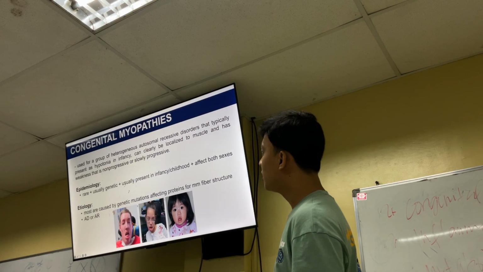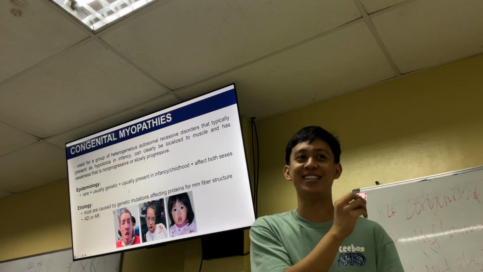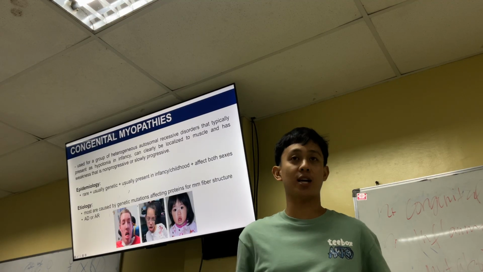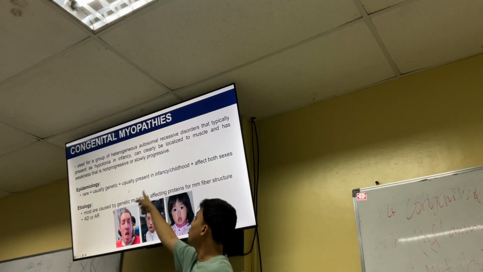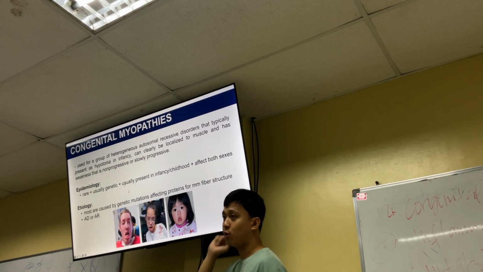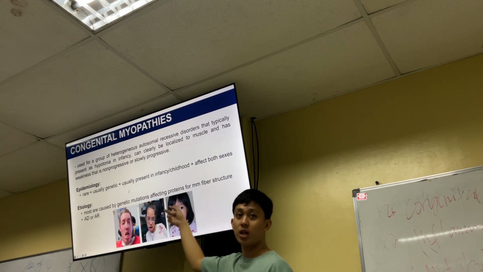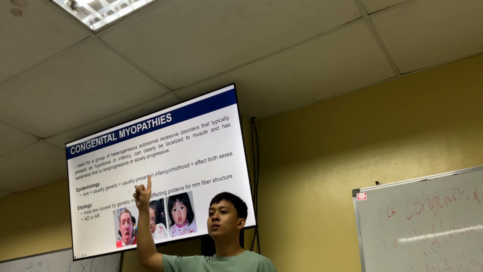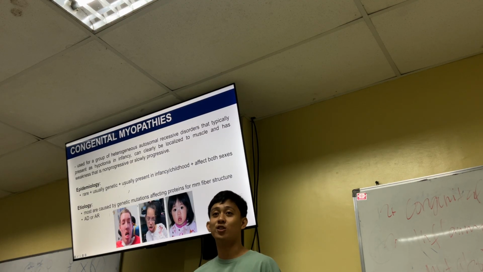Rare, usually genetic in nature, and usually present in infancy or childhood. So, from the name itself, congenital. That is your etiology, see? Congenital in nature. It's because there are genetic mutations affecting the proteins for muscle fiber structures. We don't know the specific protein, basta it's affecting the protein. Since it's occurring from the start, congenitally. Okay? It could be autosomal dominant or autosomal recessive since it is a genetic mutation.